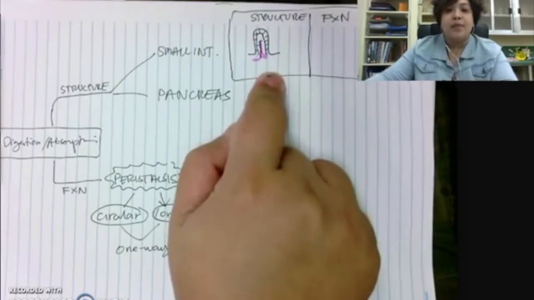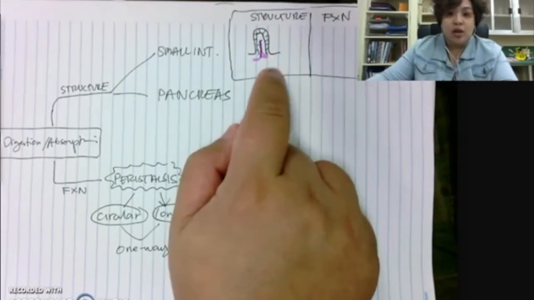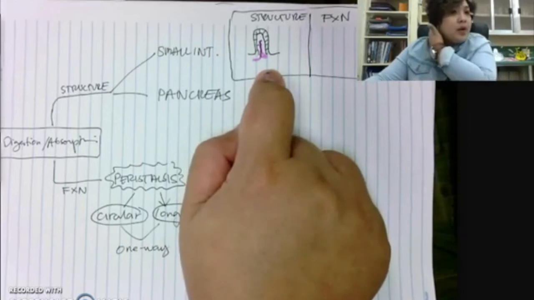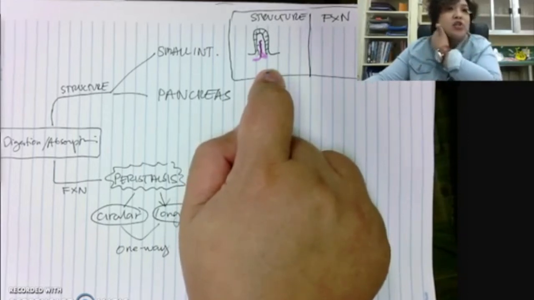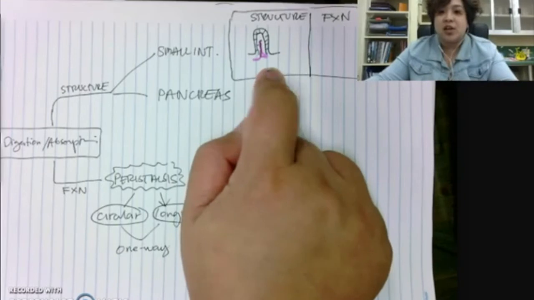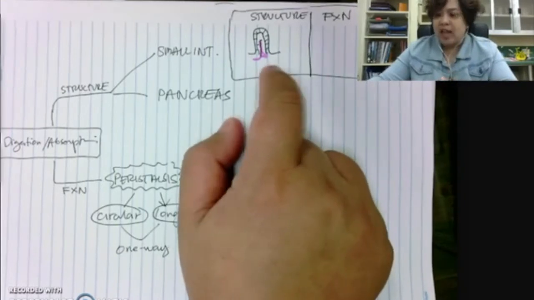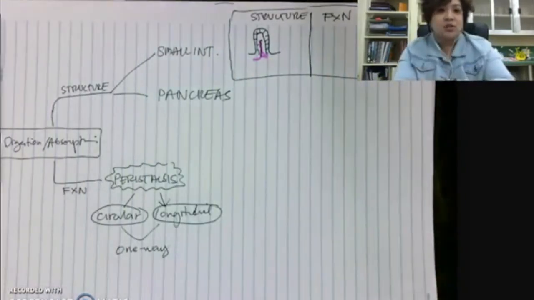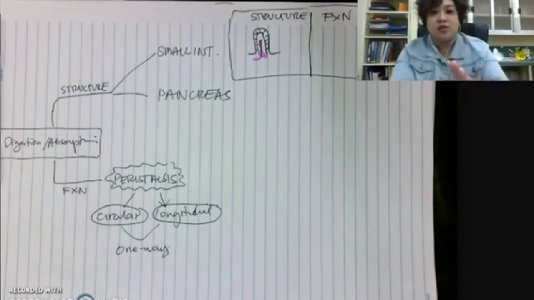Actually, it's not beautiful. And you need to know how to draw it. And you need to discuss why the inside of the intestine looks like it's lined by a lot of finger-like projections. So let's look at a cross section of your small intestines.